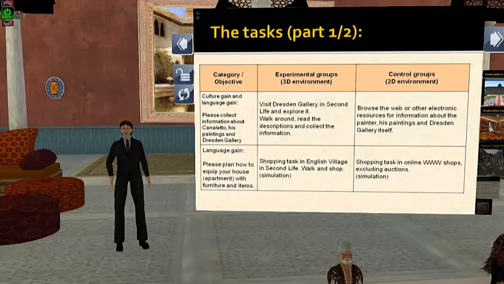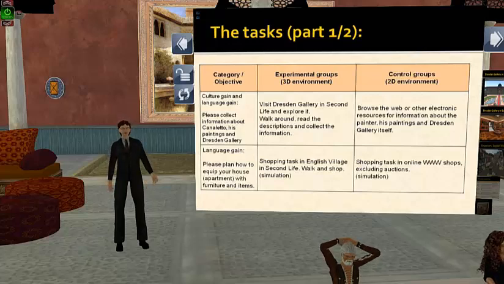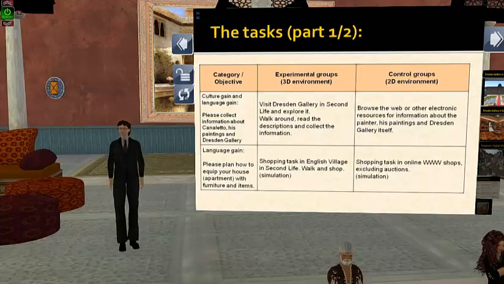The students were asked to collect information about Canaletto, the painter, about himself, about his paintings, and about Dresden Gallery, where his paintings were presented. And unfortunately, the Dresden Gallery in Second Life doesn't exist anymore. That's really too bad, because it was a fantastic place.